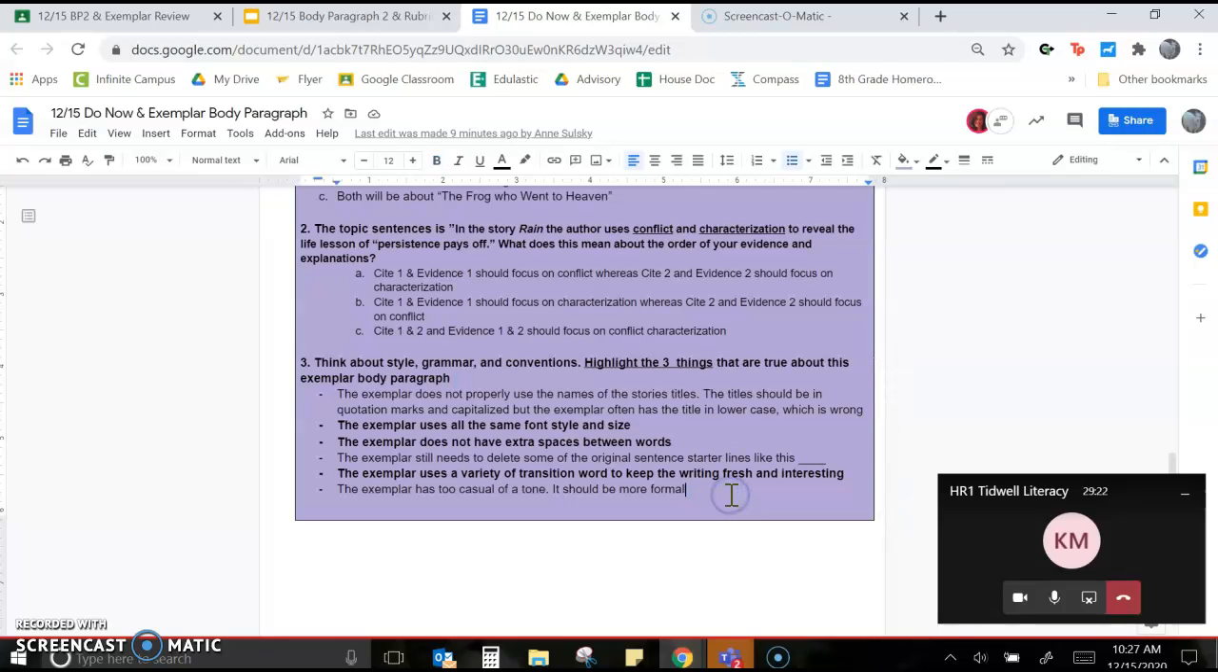This brings us to number 3. Think about style, grammar, and conventions. Highlight the 3 things that are true about this exemplar body paragraph. And it looks like that's already done for you. So we don't have to do that.